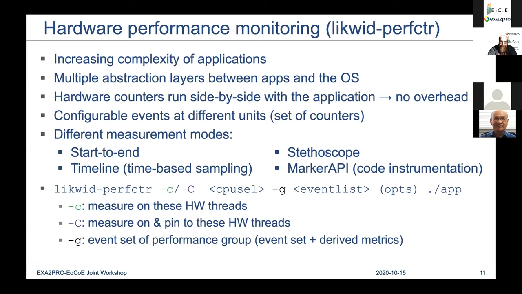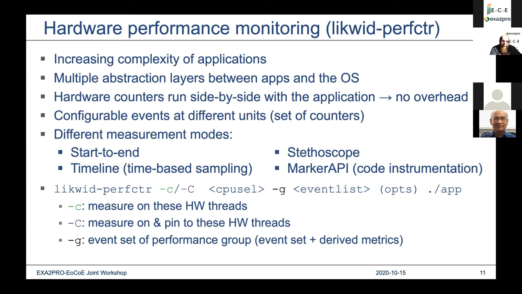So how do you use likwid-perfctr? You use a minor c. There's a minor and a capital C with different meaning. The minor c is measure only on these hardware threads, don't care where the application is. So the application can run anywhere on the system. You can pin it, of course, but it's just measuring on these cores. So when the application is moved to a different hardware thread, it is not counted anymore. With a capital C, it means measure on these cores and pin the application to the hardware threads. So always use a capital C if you're in doubt. Minor c is rarely used. I use it sometimes, but it's rarely used.